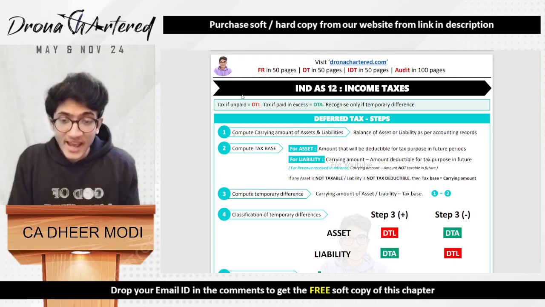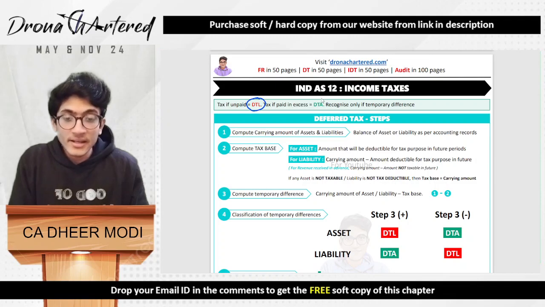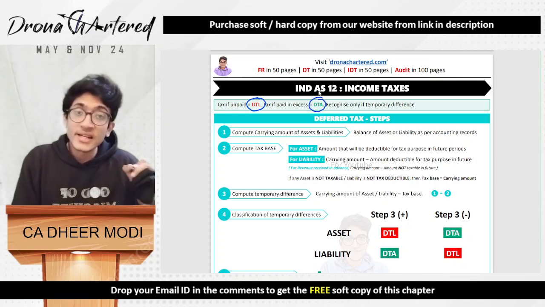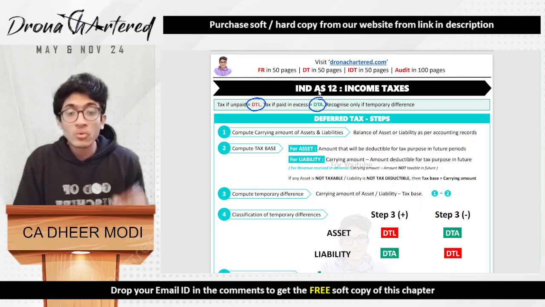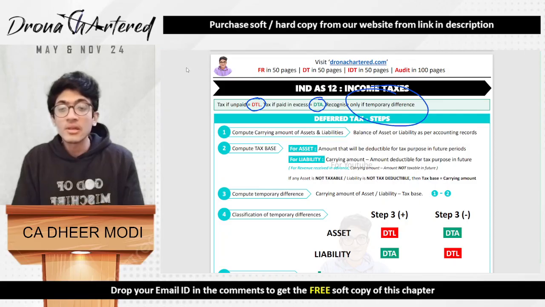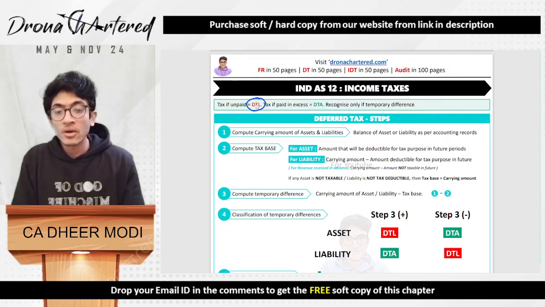If there is tax which is unpaid, it leads to your DTL, that is your deferred tax liability. And if there is any tax paid in excess, that leads to deferred tax asset. And you will recognize DTA or DTL only and only if this is a temporary difference. Only and only if this is a temporary difference will you be recording. Any permanent difference will not be recorded as DTA or DTL.